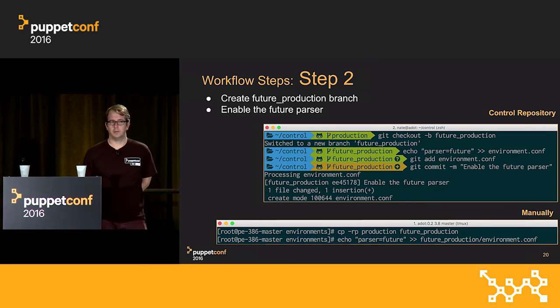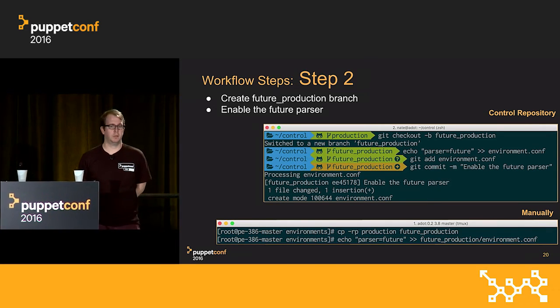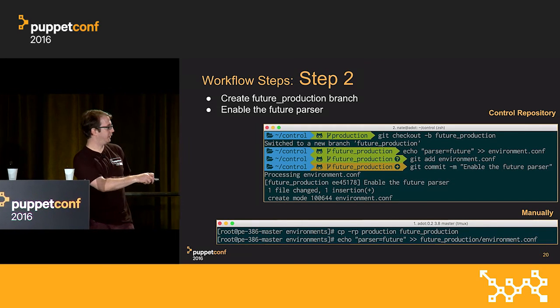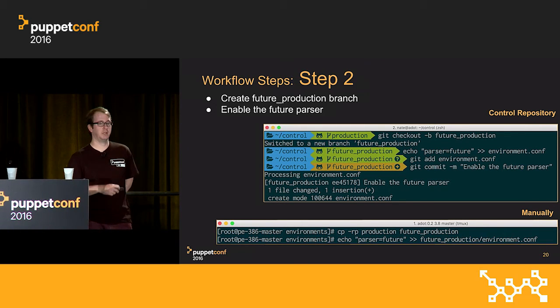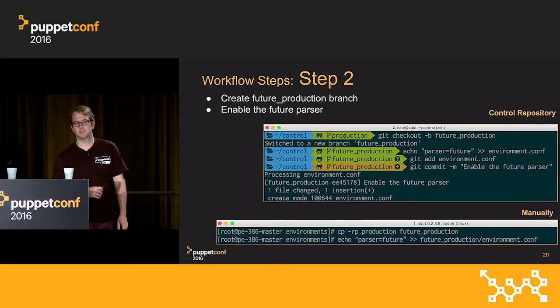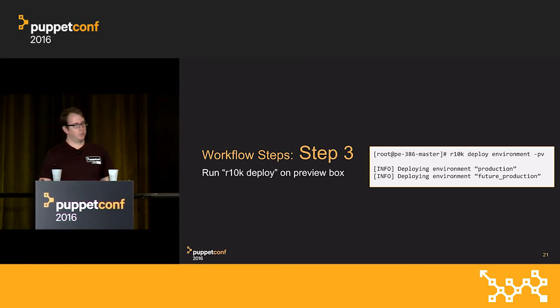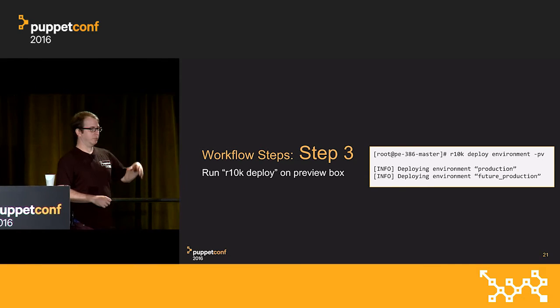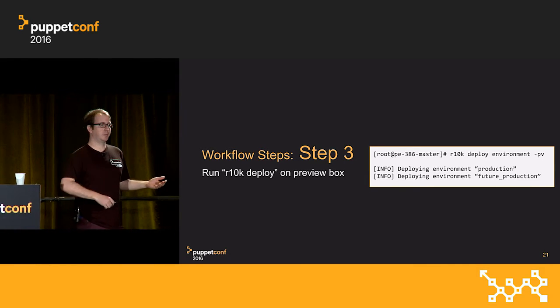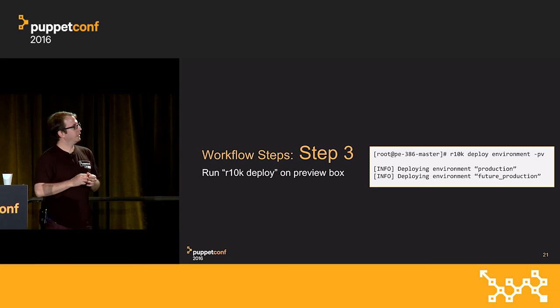And then if you aren't using R10K or don't have a control repo, don't worry, you can still use this workflow. Just manually copy the production environment to future production on the master and create that environment.conf file. Okay, so once you've done that change, I'm assuming you have a control repo from this point forward, but just note that you don't need it.